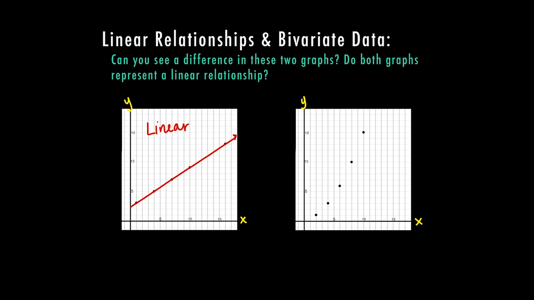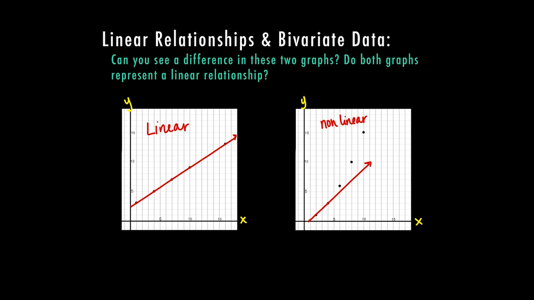On the right side, if I connect a couple of points, it's pretty easy to see that this graph is non-linear. It does not follow a straight line. If I connect two of these points and continue, the other points are not on that line. So this one is non-linear.